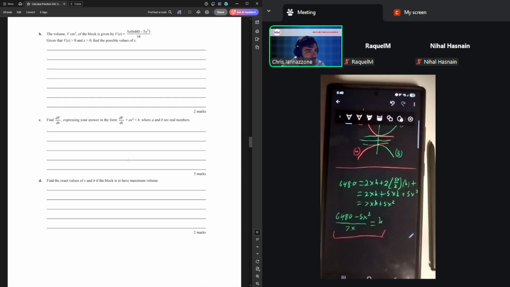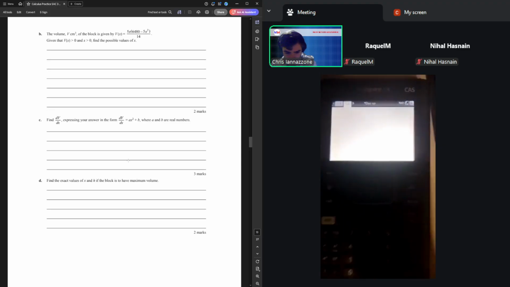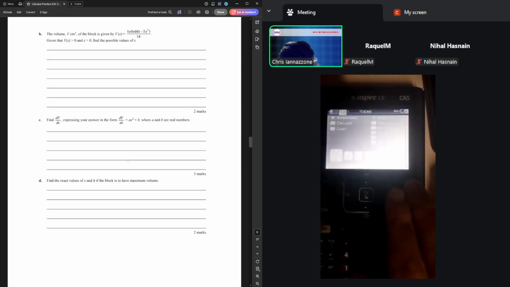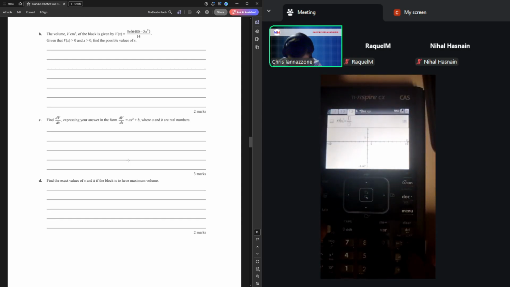What might be something we would do to start exploring this? Graph it. Graph it. Yeah, exactly. So let's do exactly that. x times bracket 6480 minus 5x squared over 14.